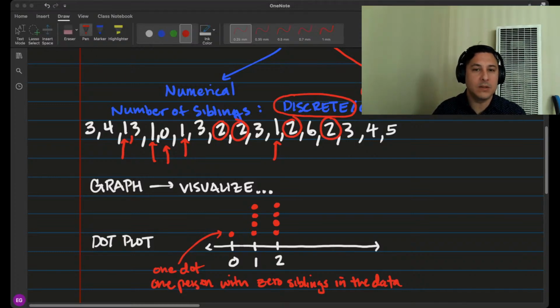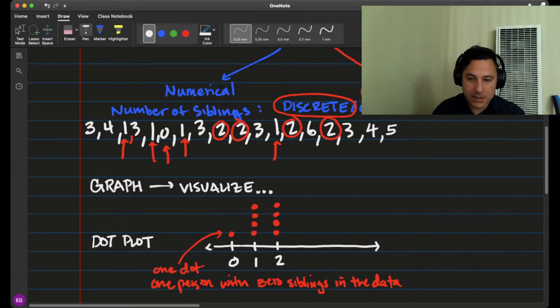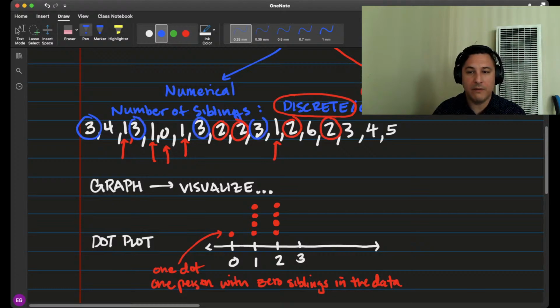And then you move on to the next one. See how many people responded with 3 siblings. 1, 2, 3, 4, 5. So I would put 5 dots.